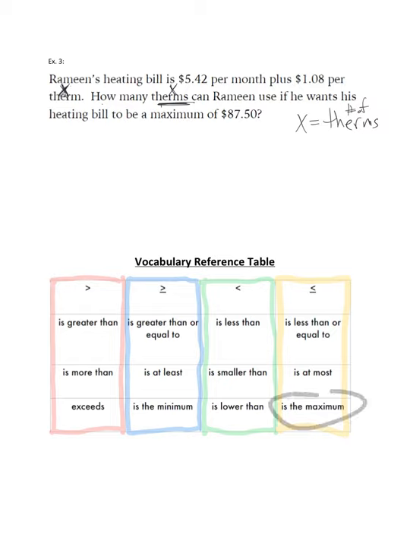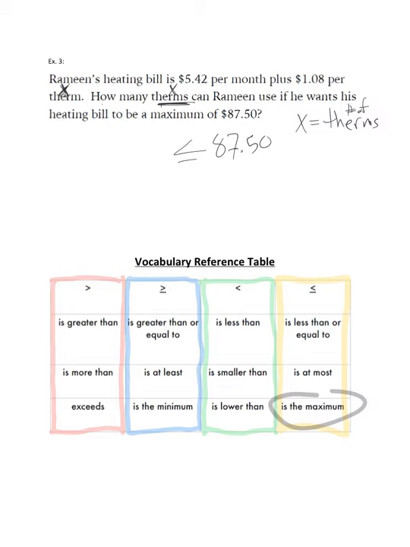is down there in the less than or equal to symbol vocab category. So the most that he wants to spend is $87.50. So whatever's on the left side of this inequality has to be less than or equal to that. So those vocab reference tables on the bottom you can use to come up with which symbol you're going to be using depending on your word problem.